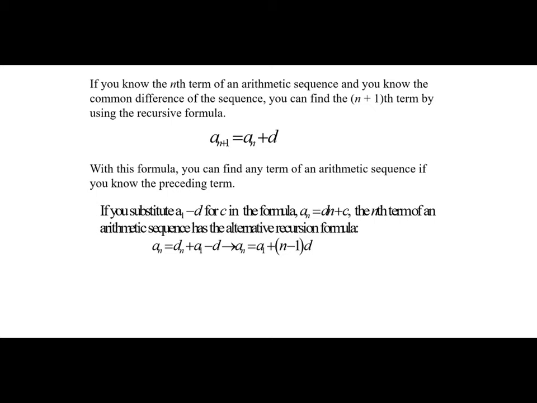It says if you substitute a sub 1 minus d for c in the formula a sub n is equal to dn plus c, the nth term of an arithmetic sequence has the alternative formula a sub n is equal to dn plus a sub 1 minus d, which turns into a sub n is equal to a sub 1 plus the quantity n minus 1 times d.